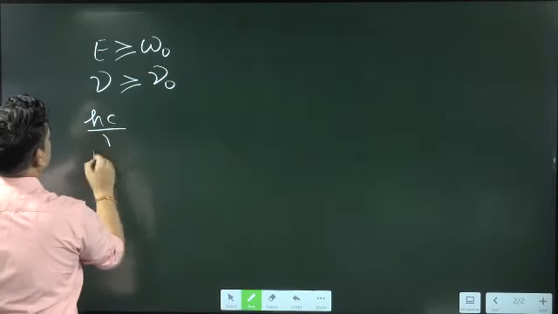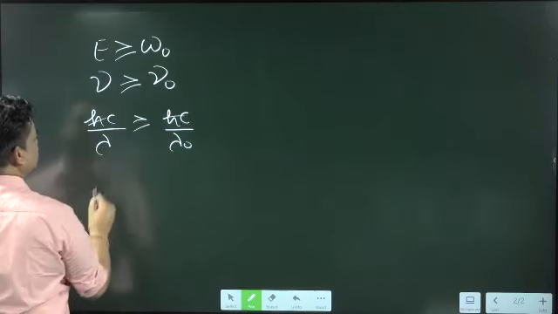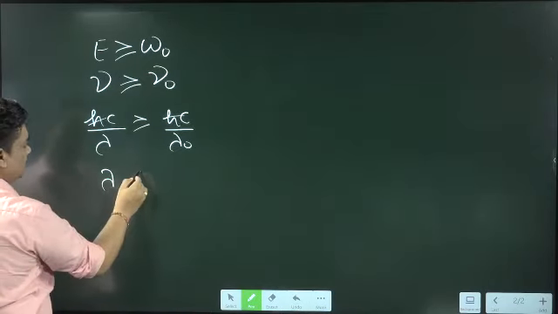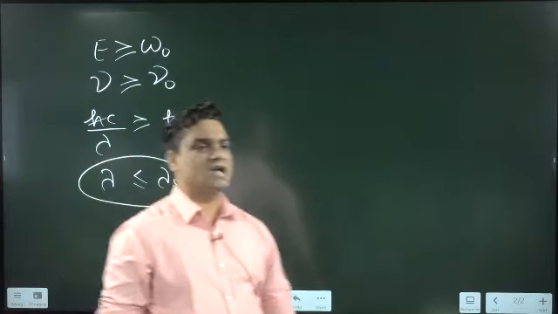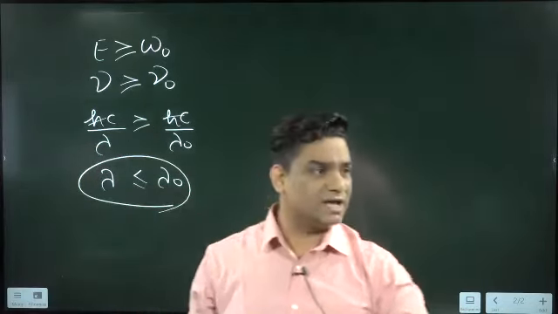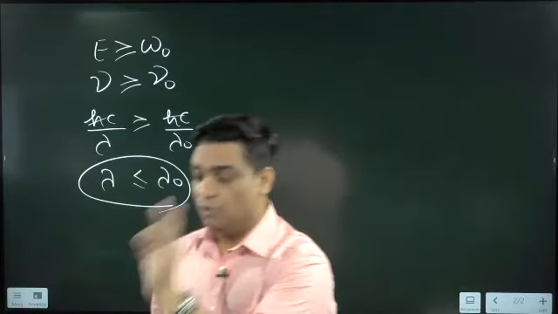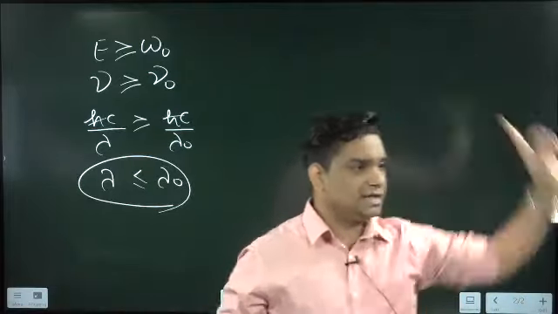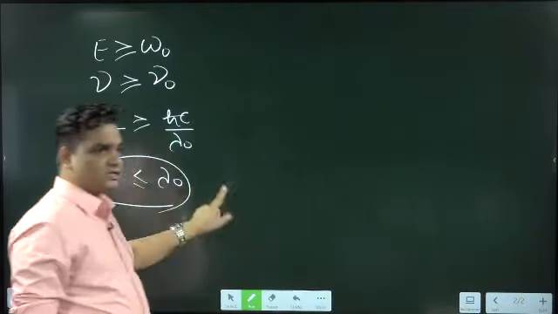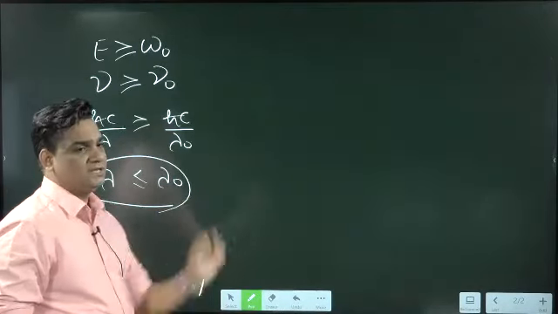About the lambda we can say, because the energy formula is this: hc by lambda should be more than or equal to hc by lambda naught. So from here hc cancels. So we can say lambda should be less than or equal to lambda naught. Means the wavelengths that can eject are the lesser wavelengths, because lesser wavelength will have more energy, and then only they can be used for the ejection here. Clear?